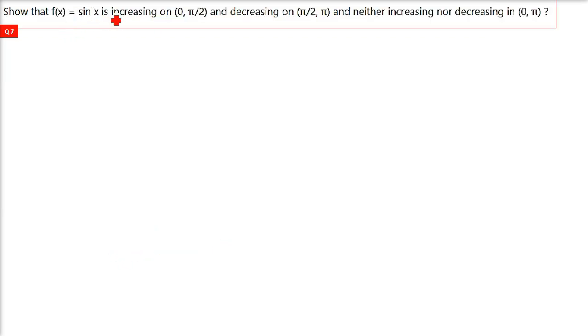Show that the function f x is equal to sin x is increasing on 0 to pi by 2 and decreasing on pi by 2 to pi. That is, from 0 to 90 degrees it is increasing, and from 90 degrees to 180 degrees it is decreasing, and it is neither increasing nor decreasing in 0 to pi. So 0 to pi is 0 to 180 degrees. So increasing, decreasing. The second part I'll give the answer first.